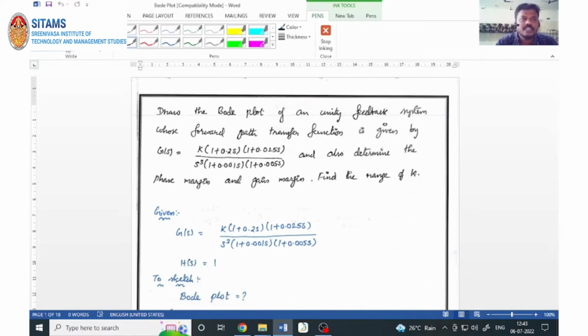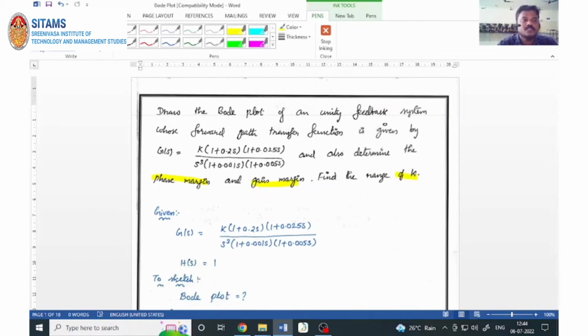The phase margin and the gain margin are the basic determinations of any kind of Bode plot. In this problem, one additional objective is to find the range of K. Here, they have not given any specification for the determination of K. So let us see how to solve this problem.